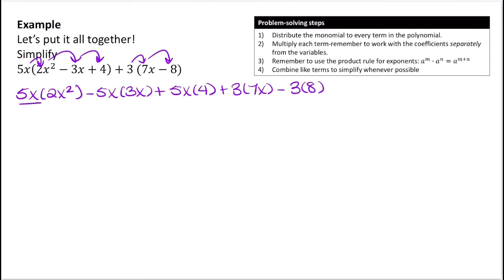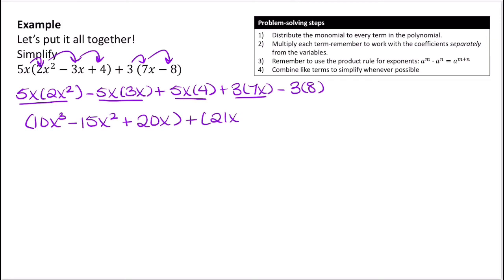Okay, so 5x times 2x squared is going to be 10x cubed minus, and then we have 5x times 3x, so that's going to be 15x squared. And then plus 5x times 4 is going to be 20x. So all of that, we're going to think of that as our first polynomial. And then we're going to do our second polynomial, which is going to be 3 times 7x, which is 21x, minus 3 times 8, which is 24.